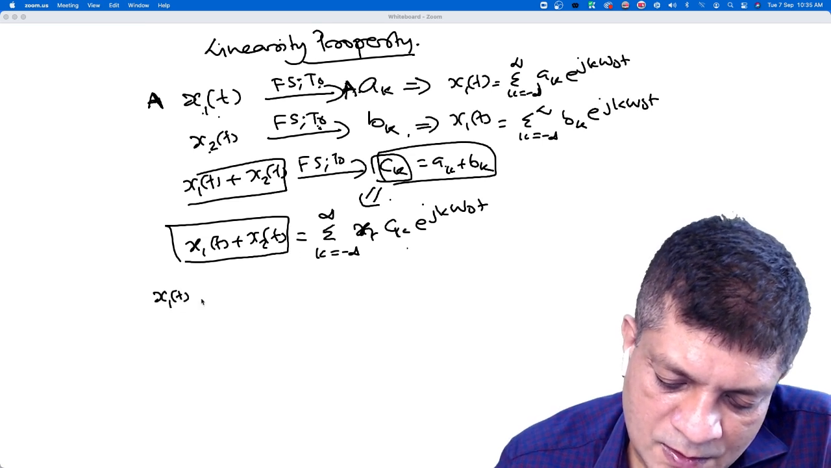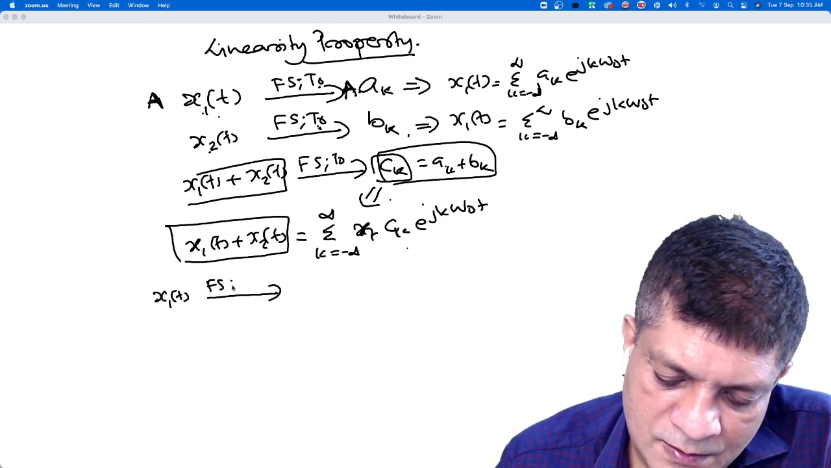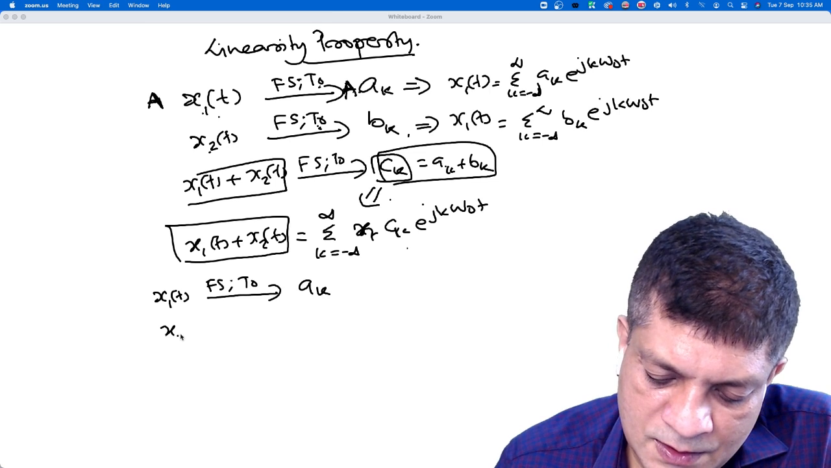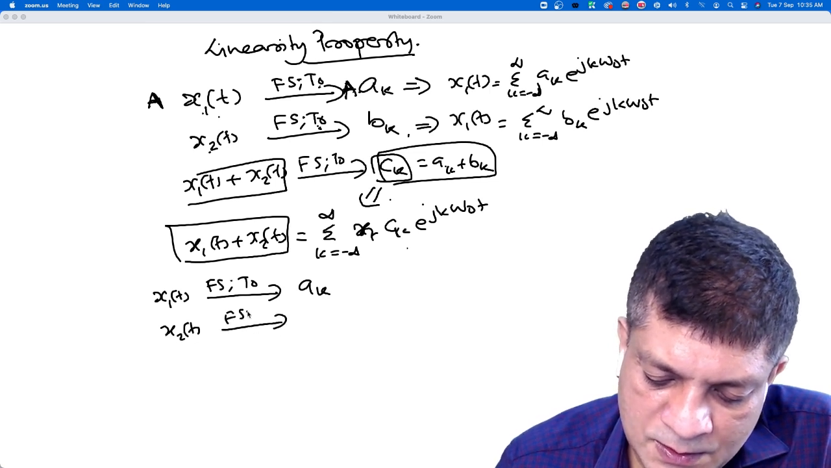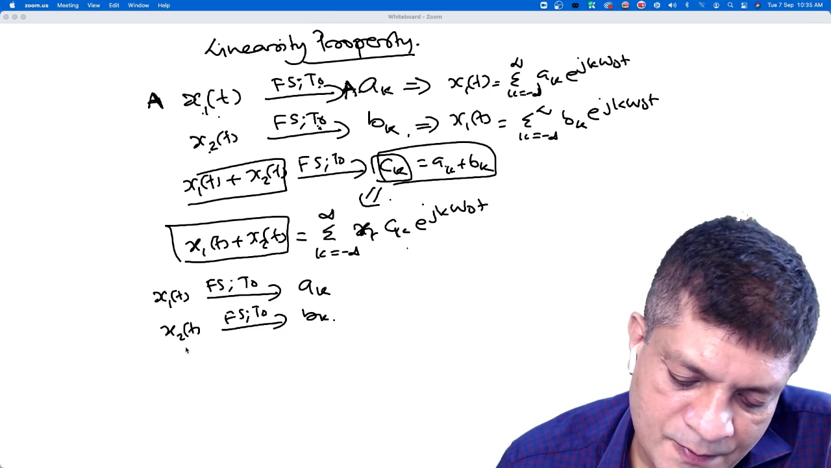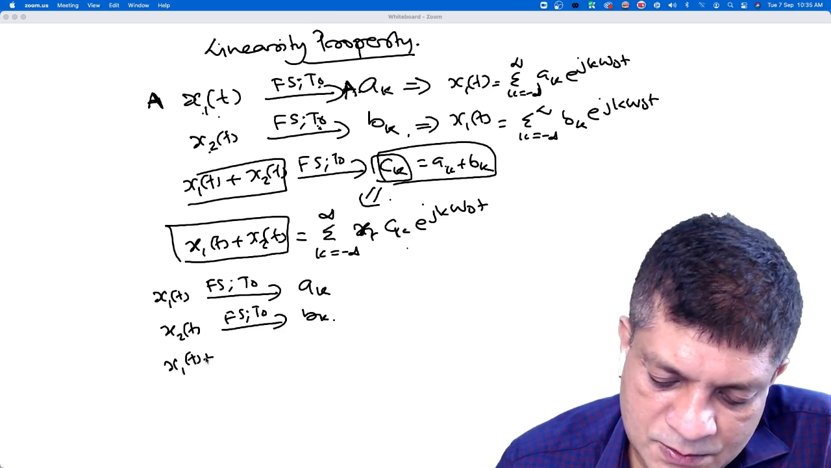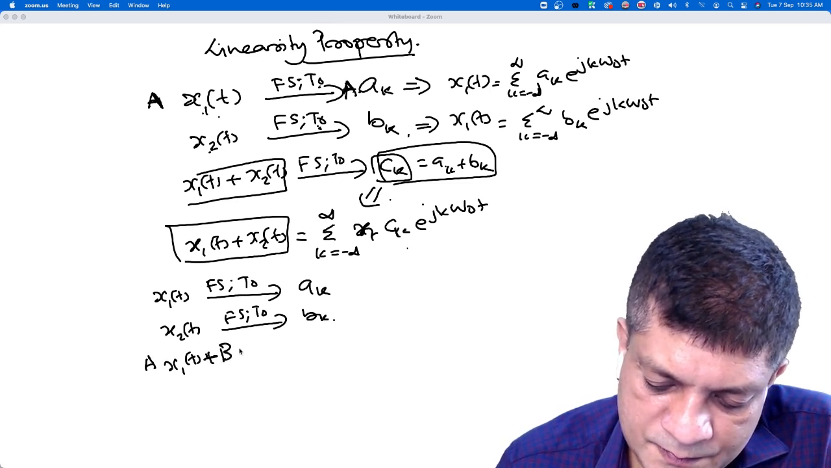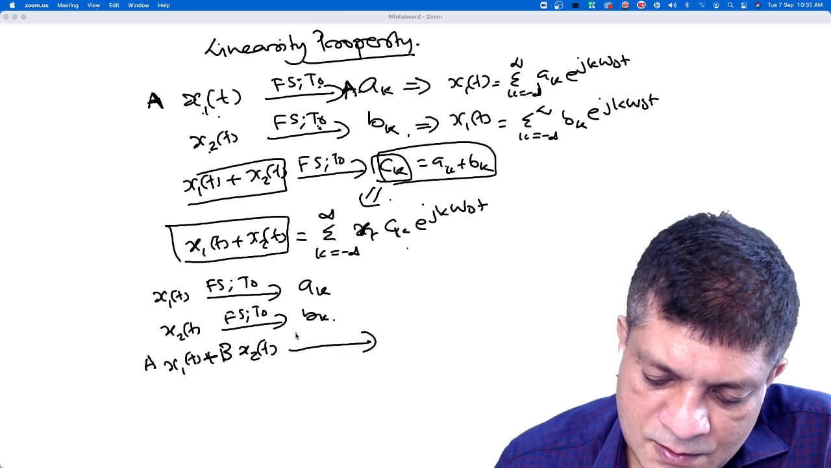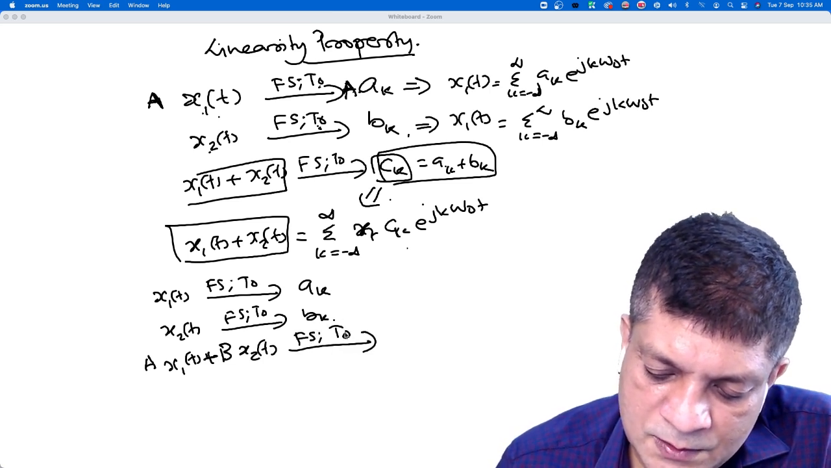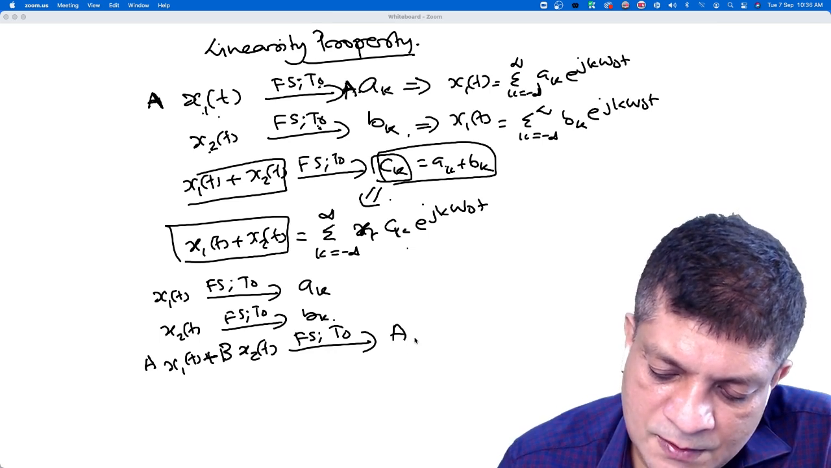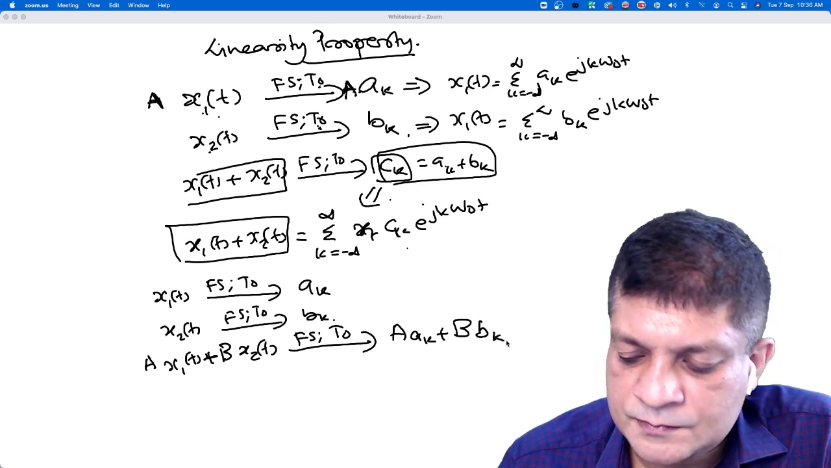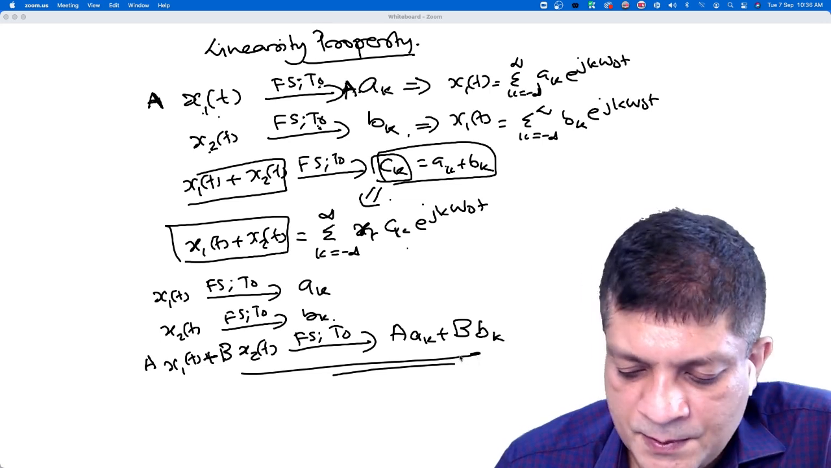If x1(t) has Fourier series representation with respect to a period T naught as a_k, and x2(t) has Fourier series with respect to period T naught b_k, then x1(t) plus x2(t), or a times x1(t) plus, let's say, b times x2(t), is also periodic with period T naught, and its Fourier series coefficients are as given. That is the linearity property.